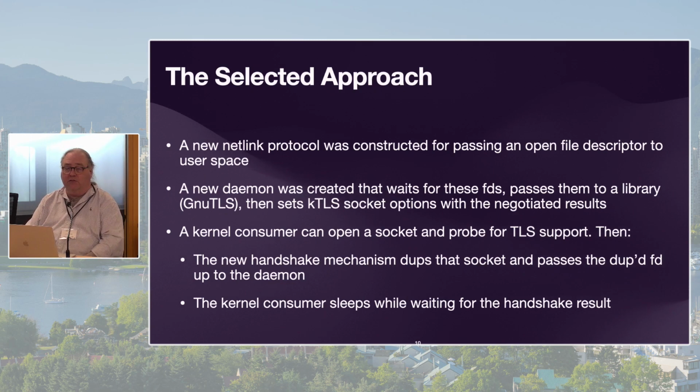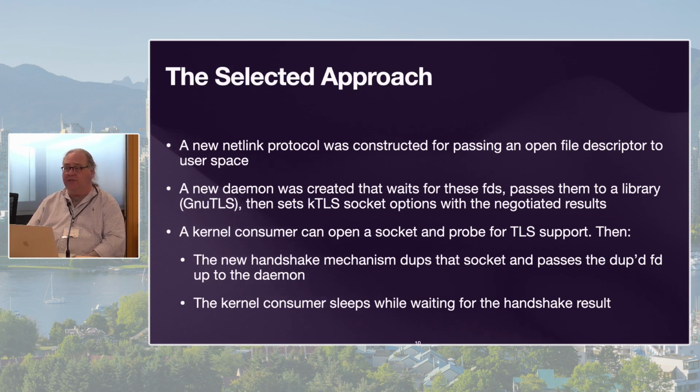And the library we chose to use was GNU TLS. That's got a reasonable open source license, unlike OpenSSL. The GNU TLS license is compatible with the kernel's open source license. We just needed to sort of create the infrastructure and the netlink protocol to make this happen.